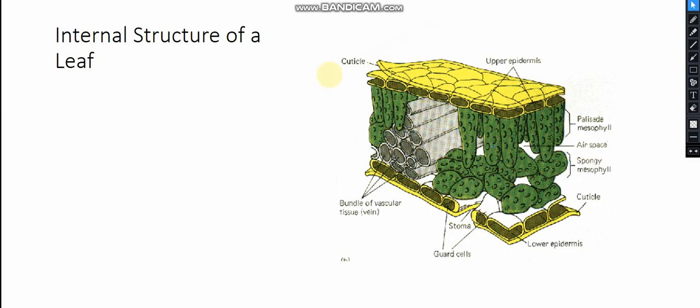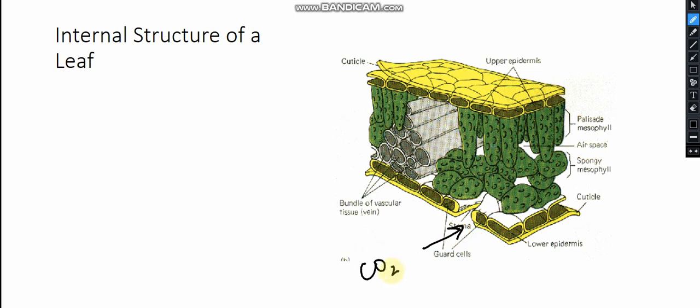Okay. The very first thing we will be discussing, very briefly, is the internal structure of a leaf. I have previously talked about the internal structure of a leaf in a lot more detail. I will also add the link of that video in this video as well, so you can go and watch it.